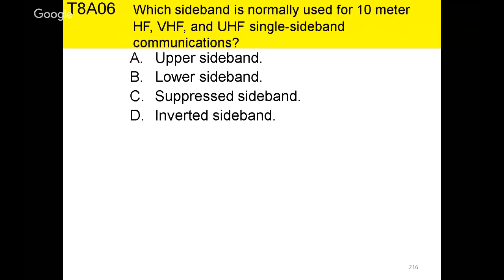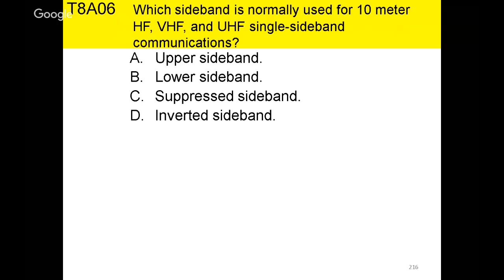Which sideband is normally used for 10-meter HF, VHF, and UHF single sideband communications? Now, there is a standard that has been set aside as far as which sideband to use, depending on what band you're using on the ham radio bands. You're going to be using the tech, since having a tech class license, unless you go to general. The lower frequencies for 160 meters, 80 meters, 40 meters, those are all lower sideband.